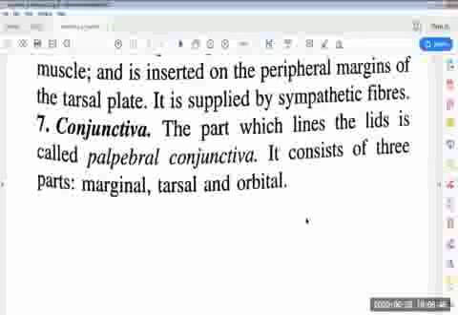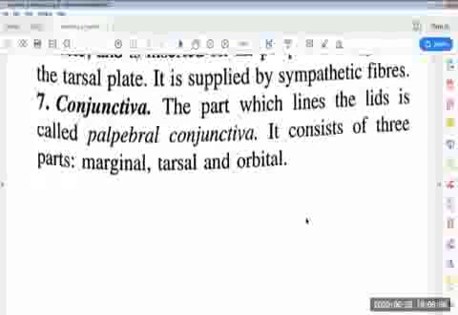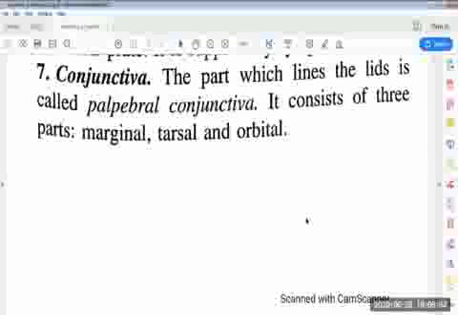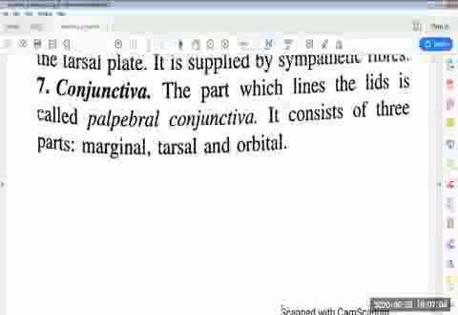The part which lines the lids is called the palpebral conjunctiva, and it consists of three parts as we have discussed in the conjunctiva: marginal, tarsal, and orbital. So here completes the layers of the eyelids. Here our session completes with this slide.